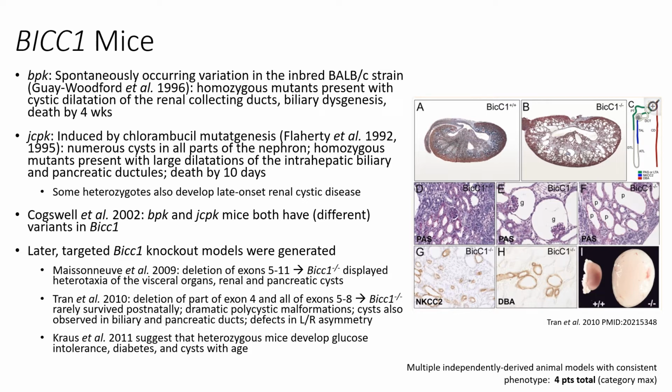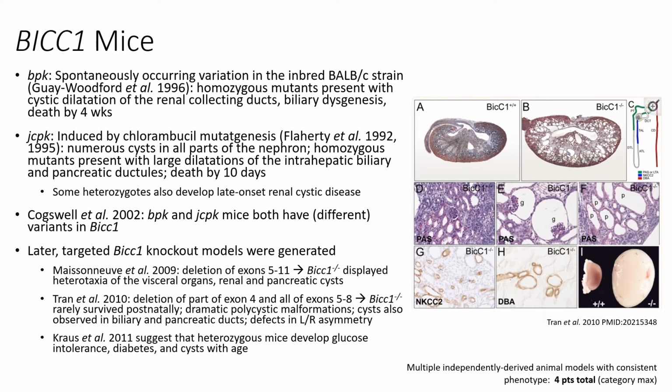Later, targeted BICC1 knockout models were generated. The first, in 2009, involved a deletion of exons 5 through 11, and these homozygotes displayed heterotaxia of the visceral organs as well as renal and pancreatic cysts. The second, involving a deletion of part of exon 4 and all of exons 5 through 8, resulted in reduced vitality among homozygotes, with the surviving animals demonstrating a similar phenotype of polycystic formations and defects in left-right asymmetry. As in the spontaneous models, at least one publication suggested that heterozygous mice also developed glucose intolerance, diabetes, and cysts with age. Since we have multiple independently derived mouse models with consistent phenotypes, we can award the maximum 4 points in the animal model category.